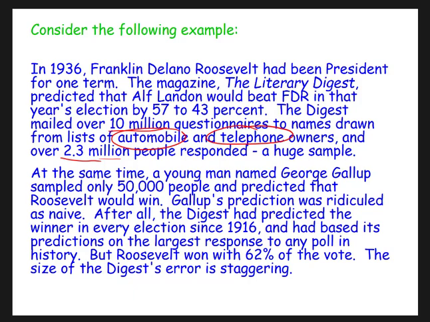At the same time, a young man named George Gallup sampled only 50,000 people and predicted that Roosevelt would win. Gallup's prediction was ridiculed as naive.